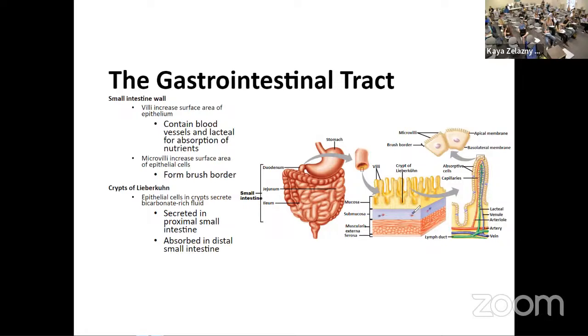Another thing we have here in the wall, you can see between these projections, these villi, we have what looks like pits again. So these are our crypts of Lieberkühn. Okay, so crypts, like cavities. So there are epithelial cells lining these crypts as well, okay? And they are going to be secreting a fluid that's really rich in bicarbonate, okay? This is mostly going to be happening in the proximal small intestine.